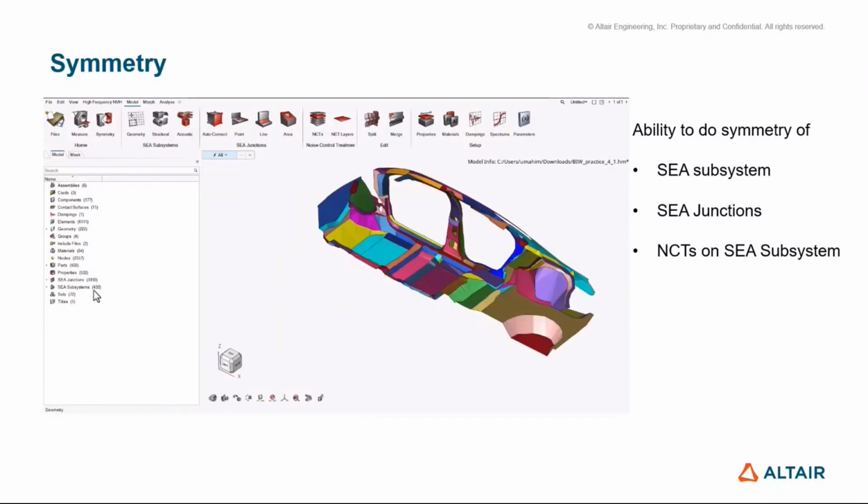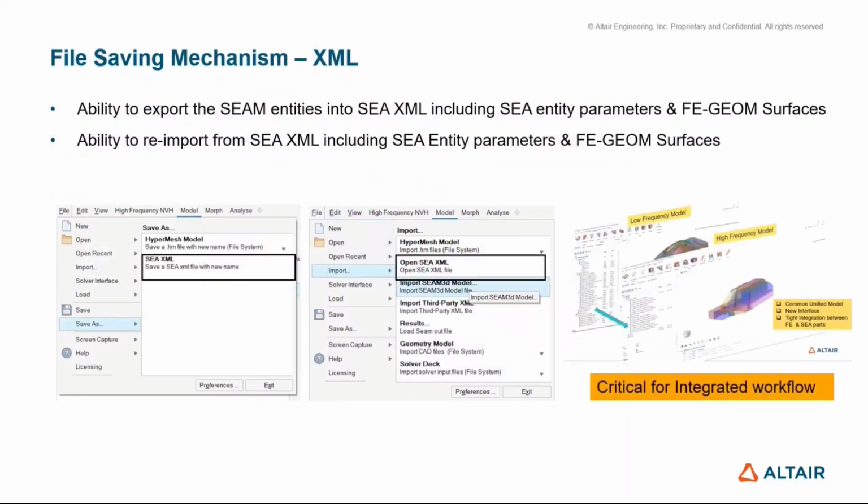The next major enhancement was to have a common saving mechanism between low frequency and high frequency. We started working on a file saving mechanism, in which we are now able to export all SEA entities, including the SEA entity parameters, and the FE geometry surfaces which are used to create these SEA subsystems can be saved and then re-imported into the session.